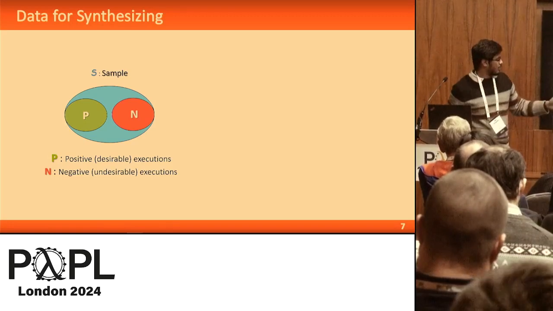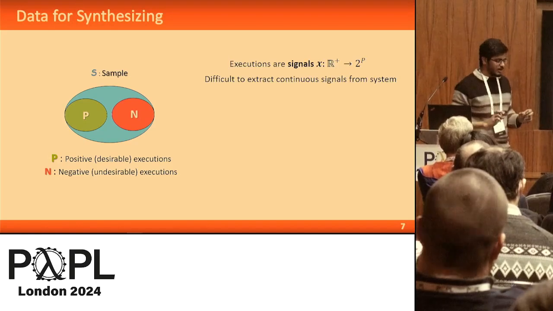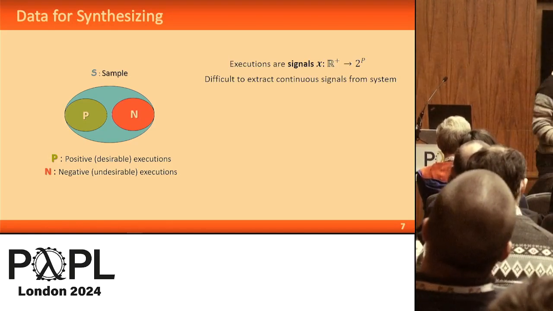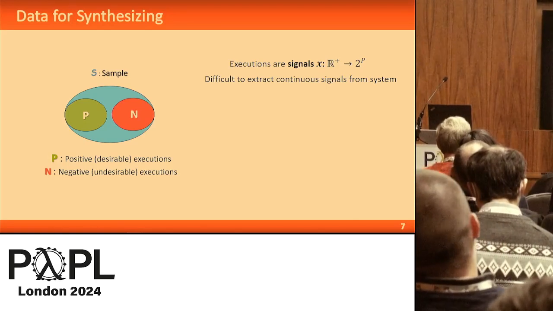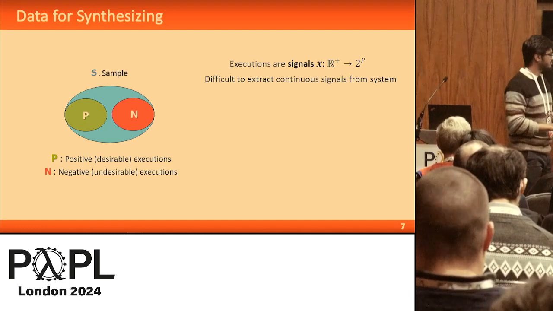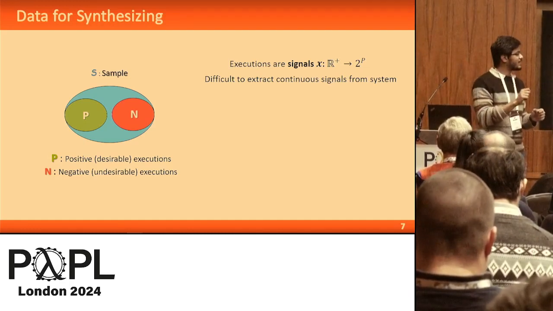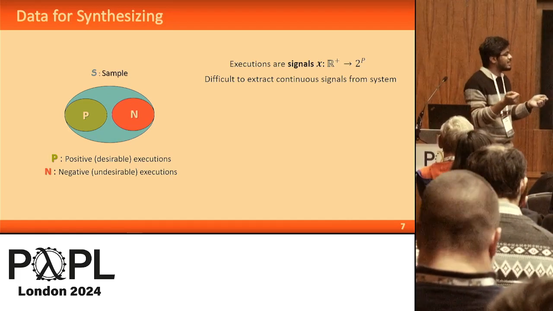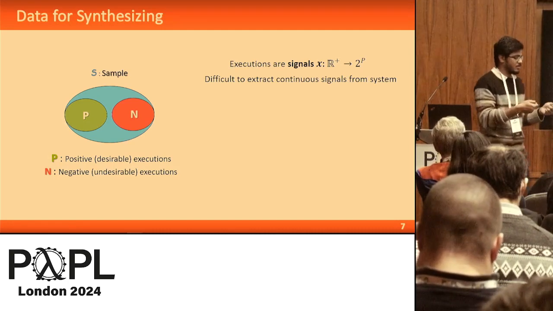And this altogether we would call a sample. And since we are dealing with continuous time logic, our executions would be signals which provide the value of the propositions at each real value time point. However, continuous signals are difficult to extract from the system. If you have the system, you would not know exactly what the signal is that the system is satisfying.